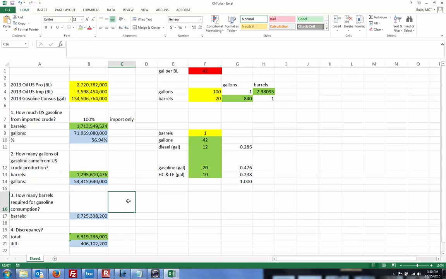Okay. And then how many barrels were required for our gasoline consumption? So in cell B5 is the consumption. So to do that, we went ahead and looked at, let's click into here. If you double click, it'll show you. So there's the total, 134 billion gallons, and when you divide that by 20, that's more or less how many gallons of gasoline you're getting out per barrel. And I would change that to a cell number.